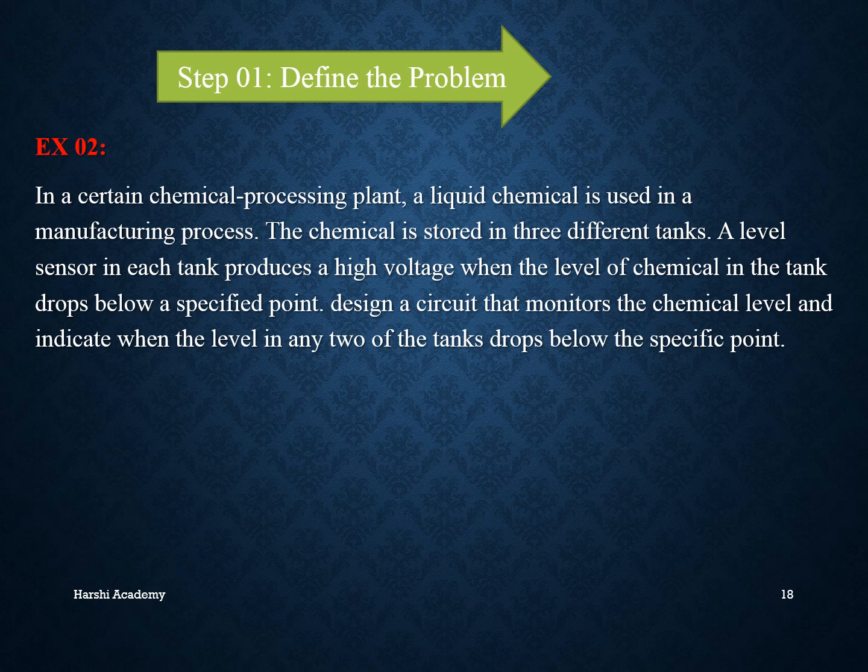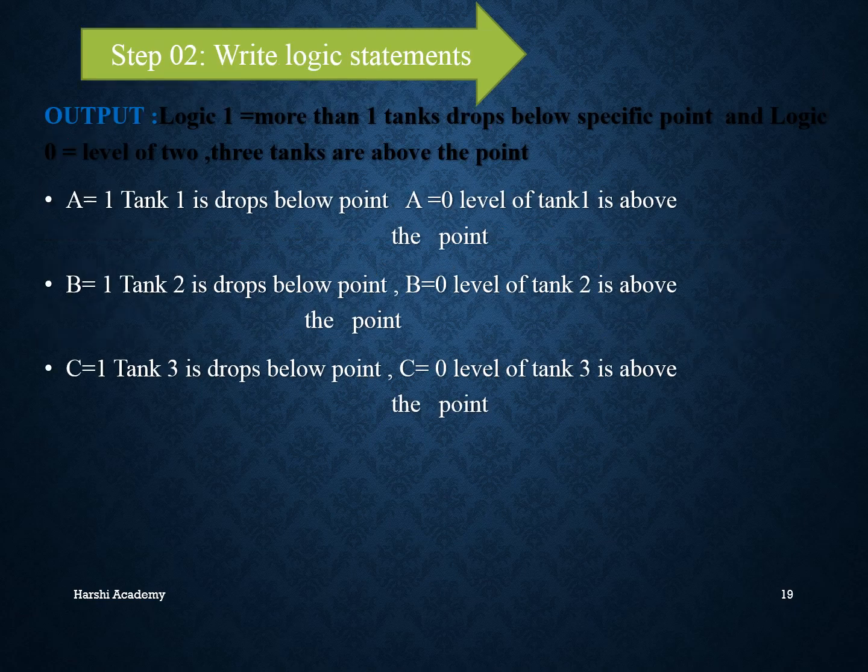Two conditions: when the level in any two of the tanks drops below the specific point. The tank produces a high voltage when the level of chemical in the tank drops below a specific point. I think now you understand the problem. Then write the logic statement. Let's consider logic 1 in the output. Logic 1: more than one tank drops below the specific point. And logic 0: the levels of 2 or 3 tanks are above the point.